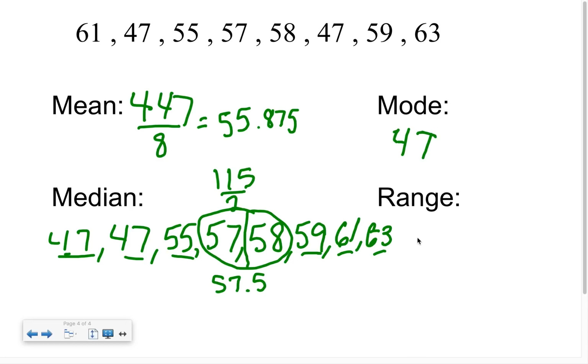Our range. We have 63 was the largest, minus 47. And 63 minus 47 gives us 16.